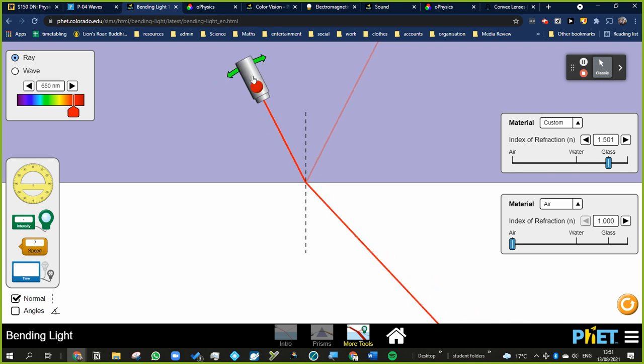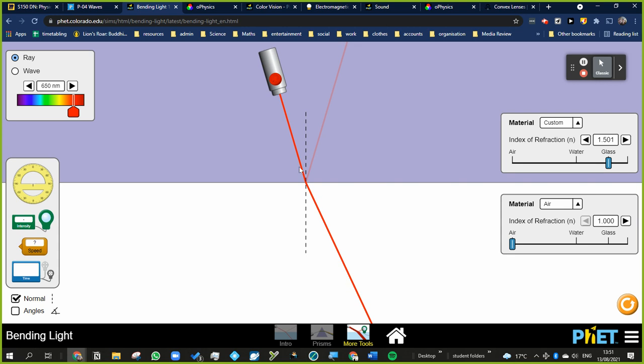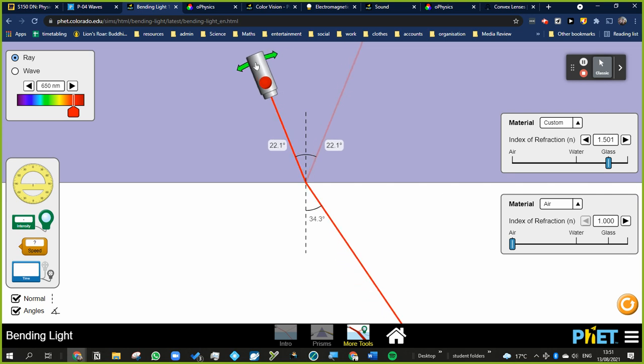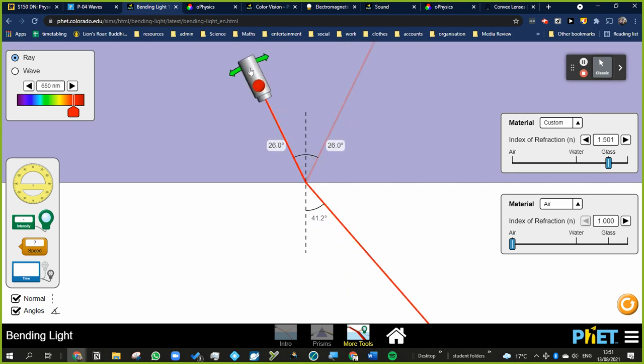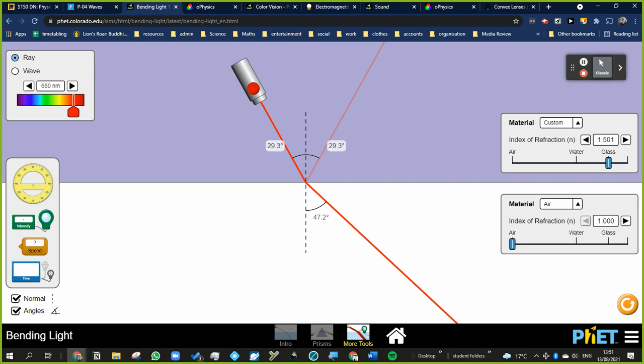You can also notice, if we click on this, the law of reflection: the angle of incidence is always the same as the angle of reflection. So 24.7, 24.7, 14.3, 14.3, 29.3, 29.3. The law of reflection says that the angle of incidence is always equal to the angle of reflection. That's basically the only thing you need to know about reflection, apart from maybe applying that law.